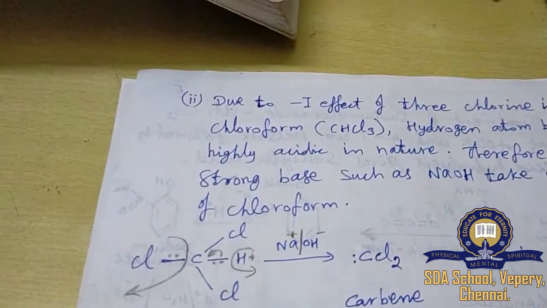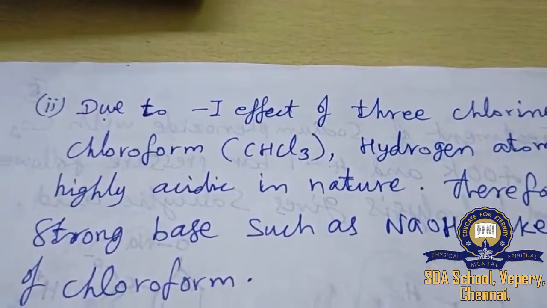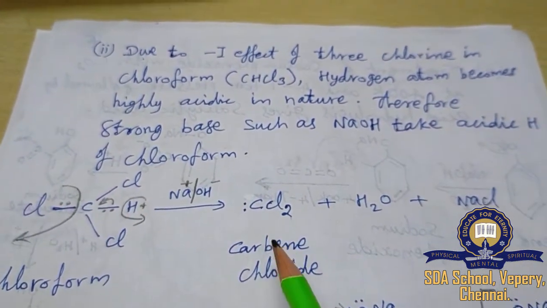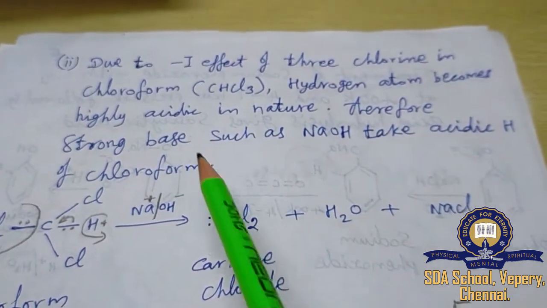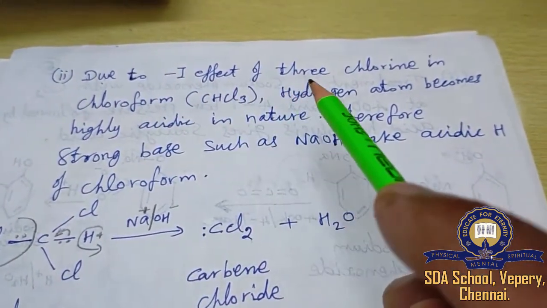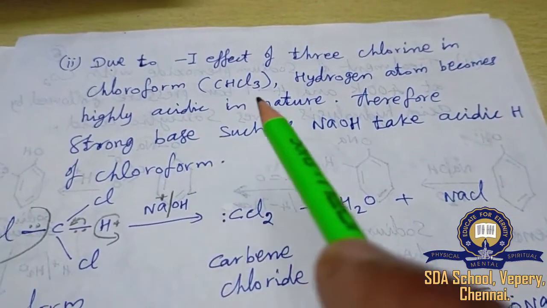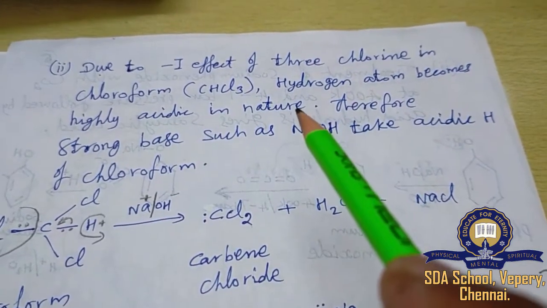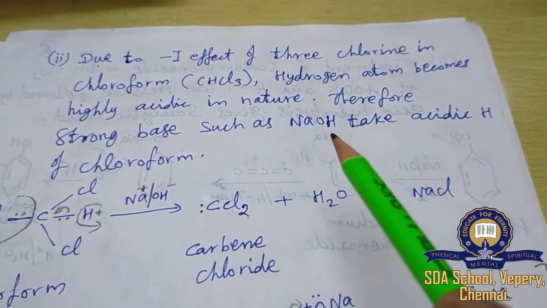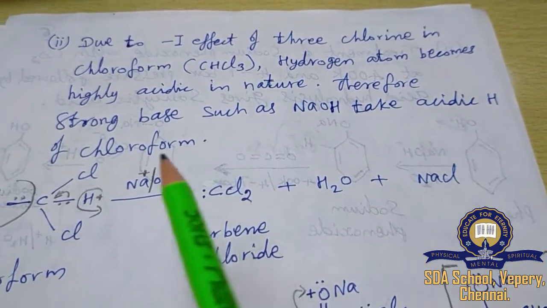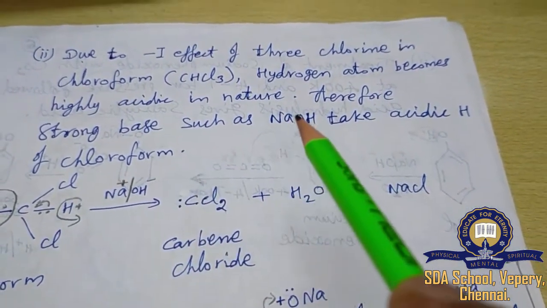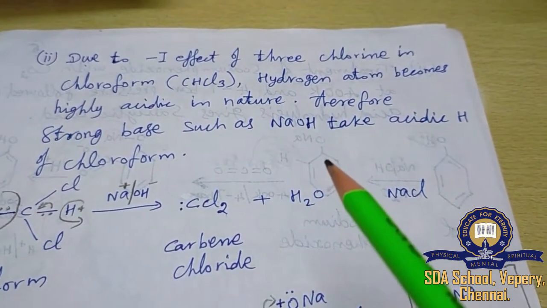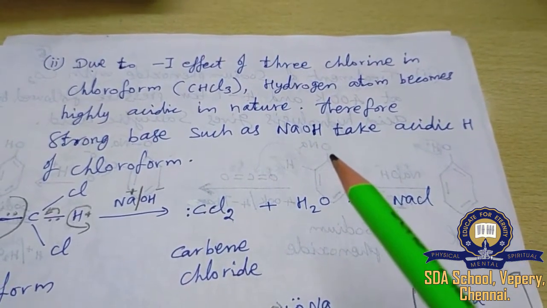Listen. Here, chloroform produces carbon chloride. How will it be? Listen. Due to the minus I effect of the 3 chlorines in chloroform, the hydrogen atom becomes highly acidic in nature. Therefore, a strong base such as sodium hydroxide takes the acidic hydrogen of chloroform. Usually we know what we mean by acid: a compound capable of generating H plus ion. That H plus ion is referred to as acidic hydrogen.